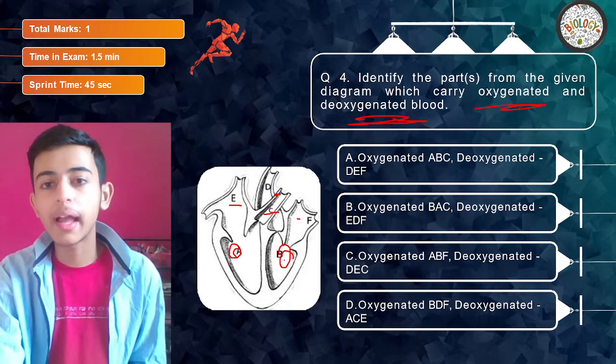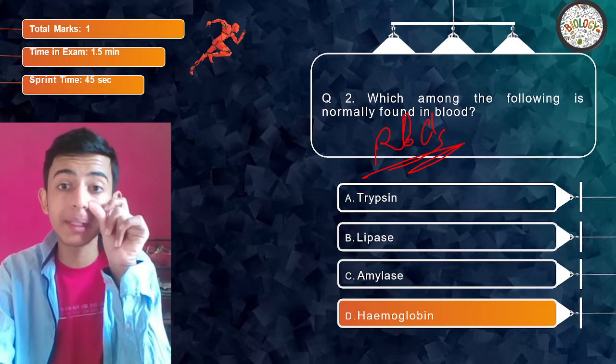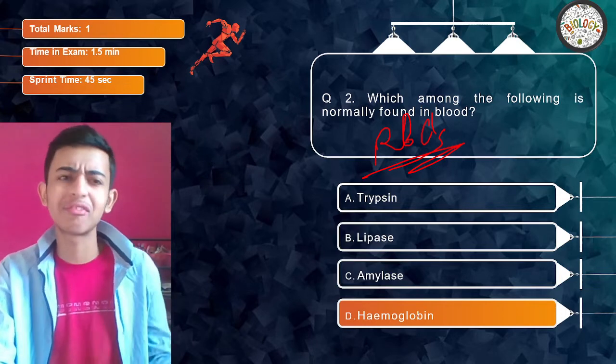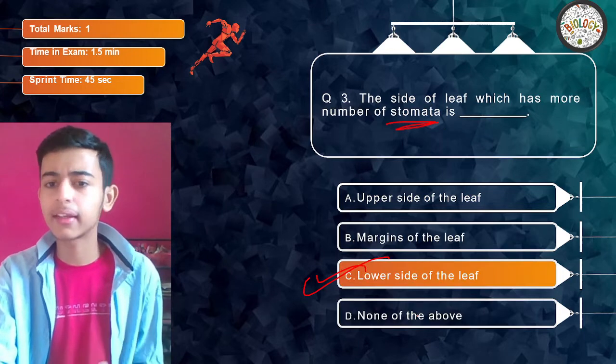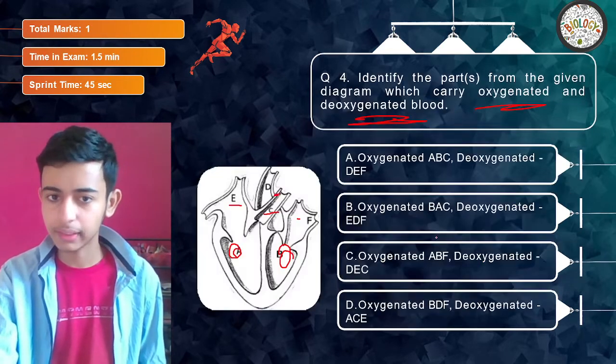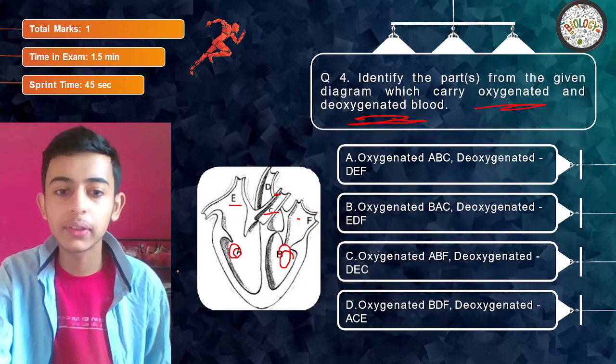Yes, and I was telling you about hemoglobin. So hemoglobin is basically the respiratory pigment of our body, which carries oxygen. Just for your information, I've told you. And here lower side of the leaf, you know, more stomata are present for gaseous exchange and all that. Now tell me everyone, what do you think?